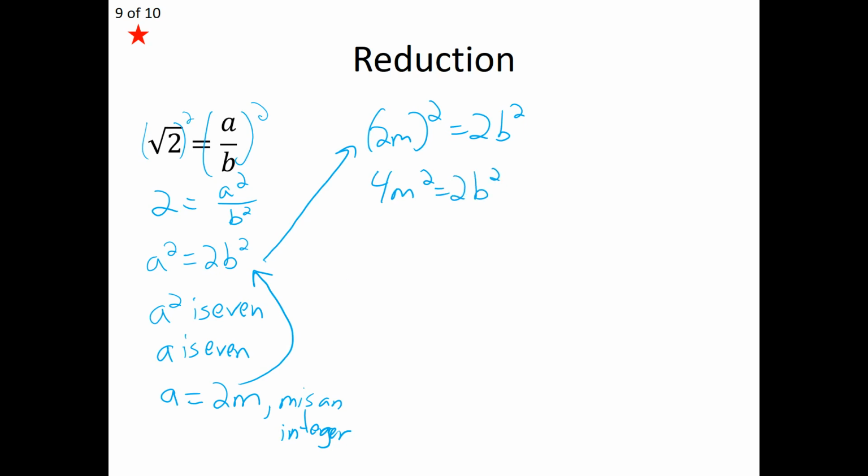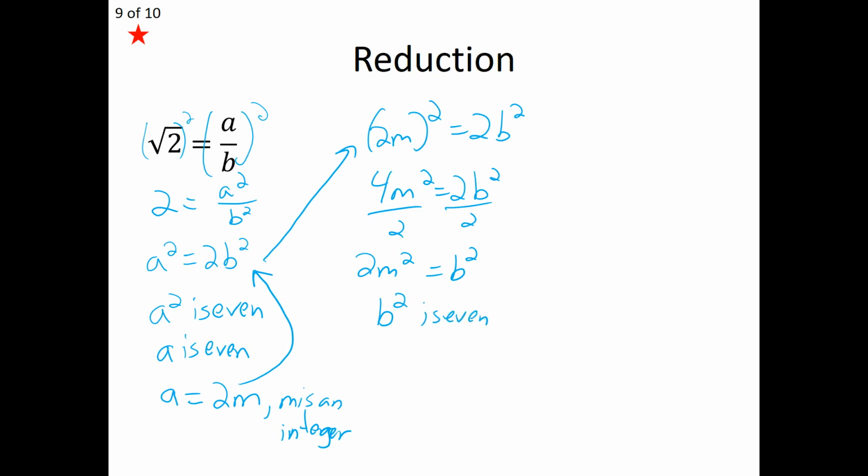Well, I can then divide both sides by 2, and I get 2 times m squared is equal to b squared. Now think about that, okay? I now have b squared, which remember is an integer, and we have m squared, which is another integer. So b squared is expressed as an integer times 2. What can I then say? I can then say that b squared is even.